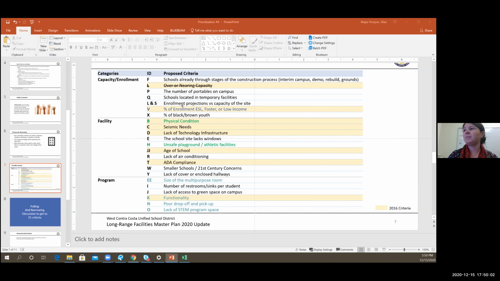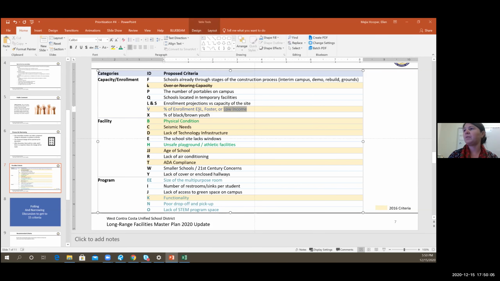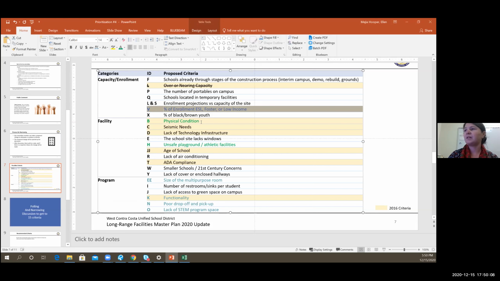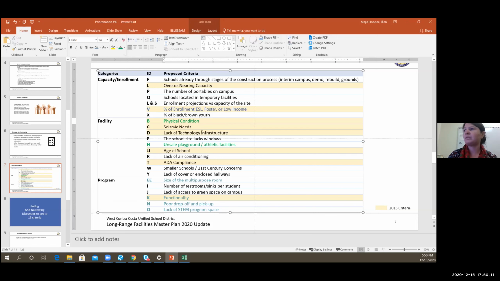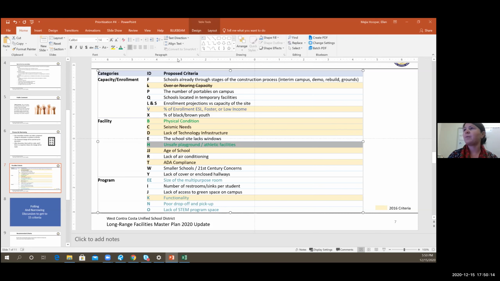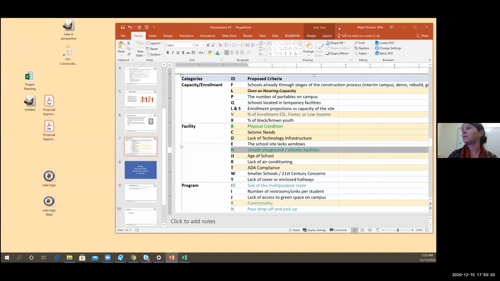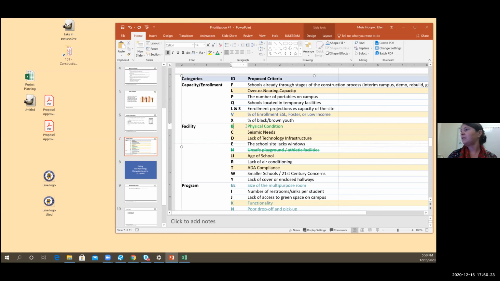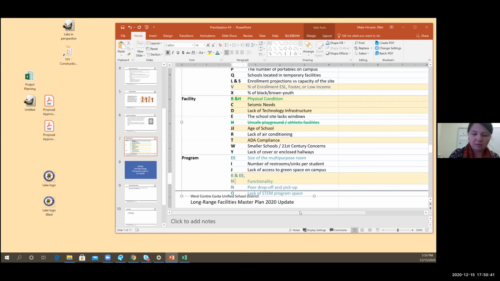All right, so we're going to keep the enrollment. We're going to keep letter V. So that's going to stay on the table so we can discuss that counter proposal. We are going to combine H with B. And then we will also combine K, and we will combine EE and O together.